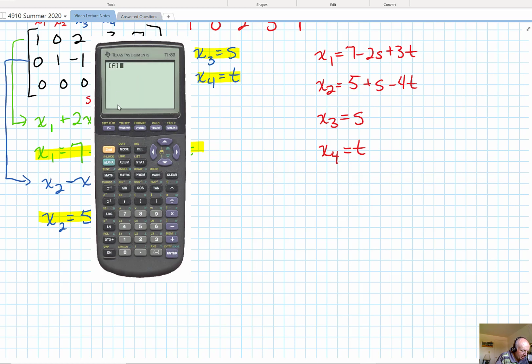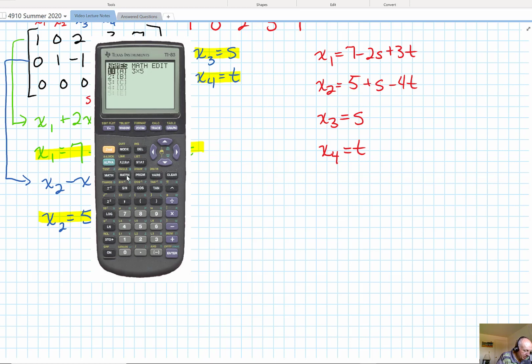So if I just hit enter, it types the name of the matrix on the screen, and if I hit enter again, it puts the matrix itself on the screen, and that's useful. I'm just checking real quickly to make sure that I entered it correctly, and there it is. It's correct. Okay, so how do we get our matrices in reduced row echelon form?